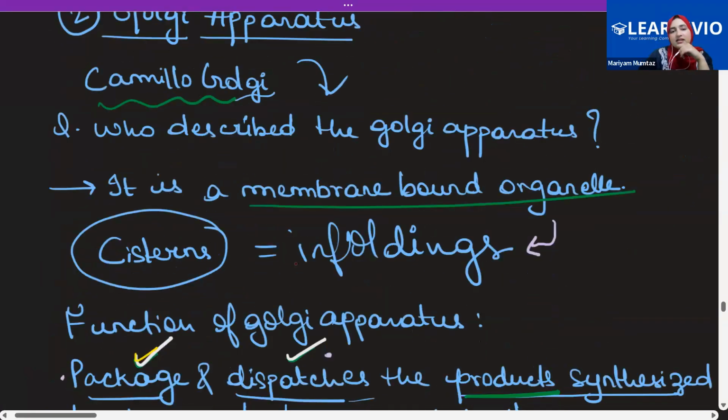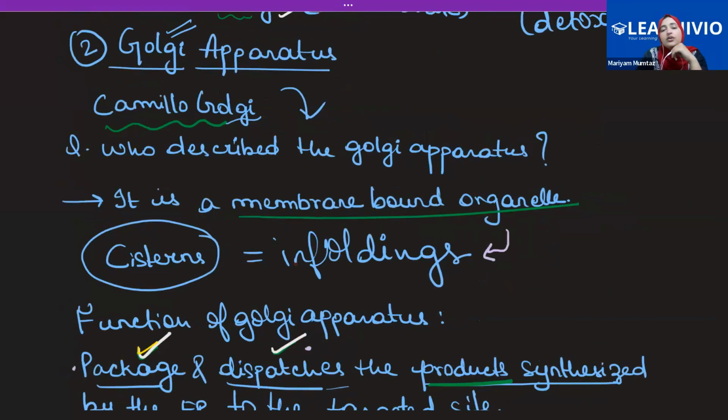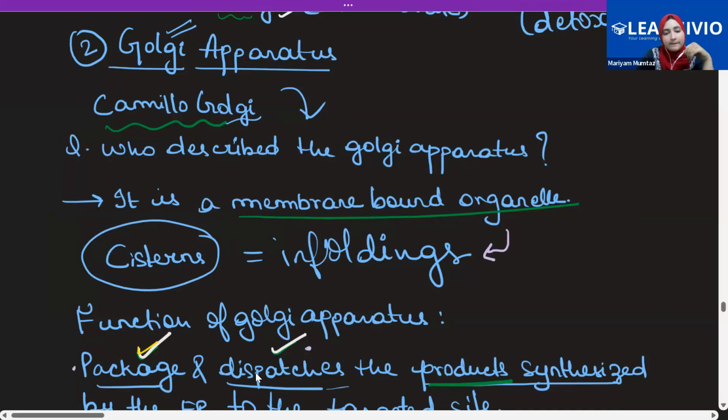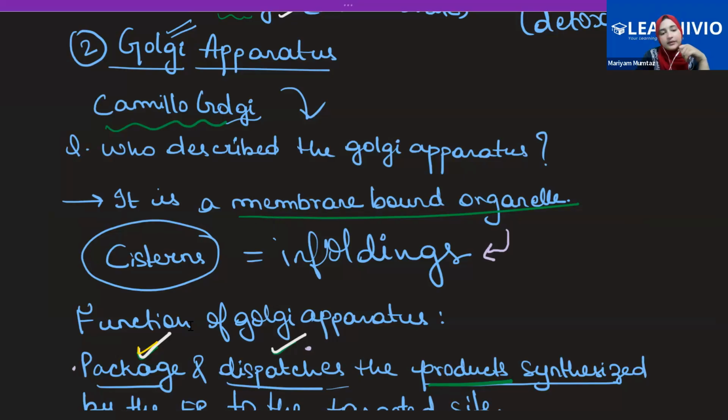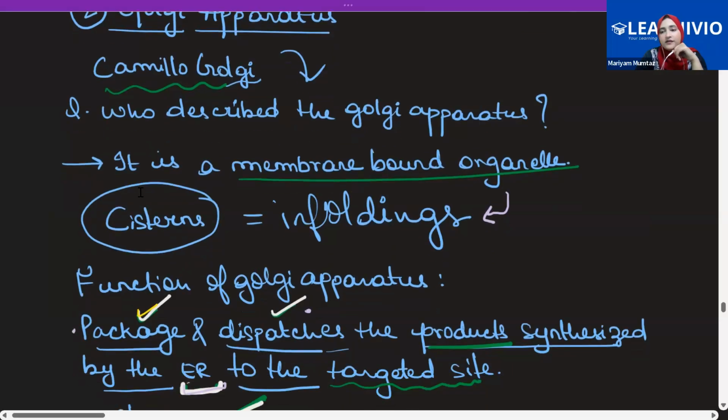Then comes the Golgi apparatus. Now, the Golgi apparatus was actually discovered or described by a person called Camillo Golgi. And since it was described by him, it is named after him only, Golgi apparatus. Now, Golgi apparatus is also a membrane-bound cell organelle, and it is also made up of a lot of cisterns, right? The infoldings that are there.